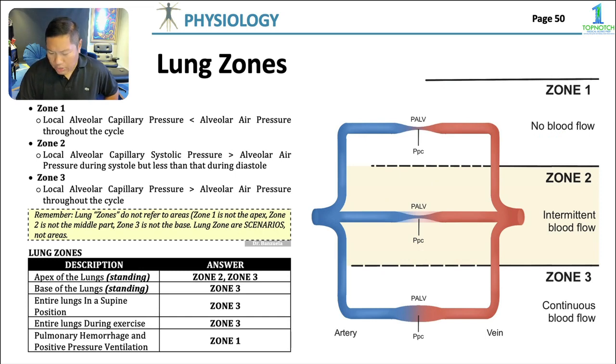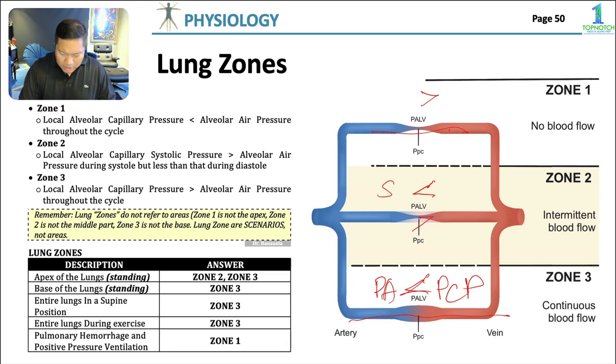Zone 3 is continuous blood flow. In this scenario, pulmonary alveolar pressure is always less than pulmonary capillary pressure. Okay? So continuous ang blood flow dyan. So again, in zone 1, no blood flow. Alveolar pressure is greater than pulmonary capillary pressure. Okay? All the time. In zone 2, intermittent, it's less than pulmonary capillary pressure during systole, greater than pulmonary capillary pressure during diastole. And in zone 3, okay, pulmonary capillary pressure is higher than alveolar pressure all the time. No blood flow, intermittent blood flow, continuous blood flow. Zone 1, Zone 2, Zone 3.